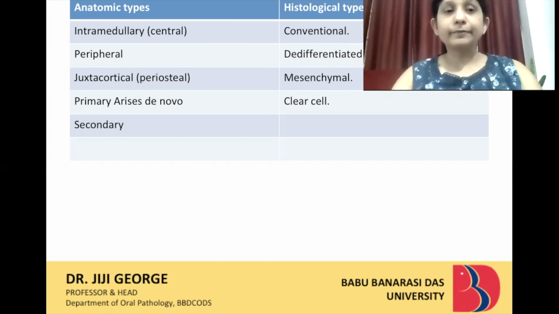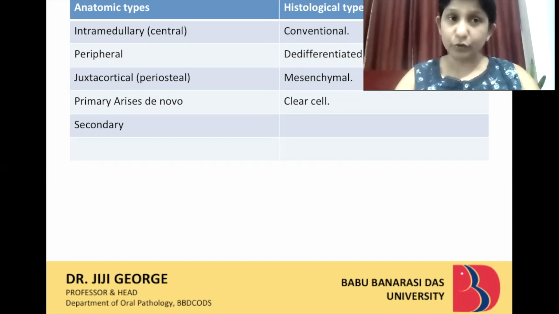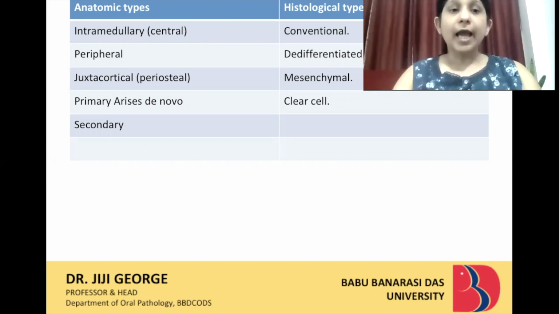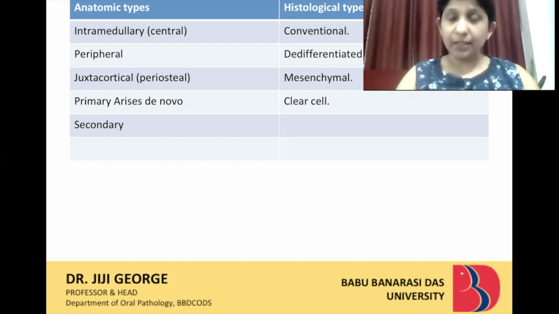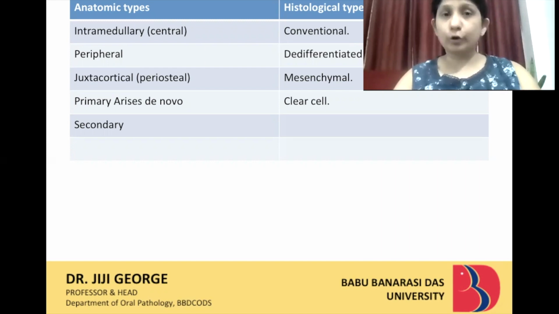Then you can have a peripheral type. Peripheral means it arises in the soft tissues. Then you have juxtacortical. Juxta means just outside, just outside the cortex is the periosteum, so you can see it on the periosteum. So it's called juxtacortical or periosteal, and primary or secondary. Primary arises de novo by itself and does not have a precursor. Secondary has a precursor, which can be a benign tumor like a chondroma.